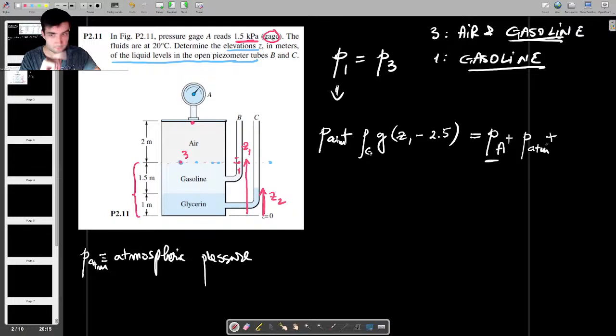And then plus, we also have this column of air. This column of air is also pushing down on point 3, so that is going to be given by rho g, which is the density of air, times g, and then times 2 meters. So I'm just going to put times 2. And that's basically it. We have all the data that we need, and this is just one equation with one unknown.